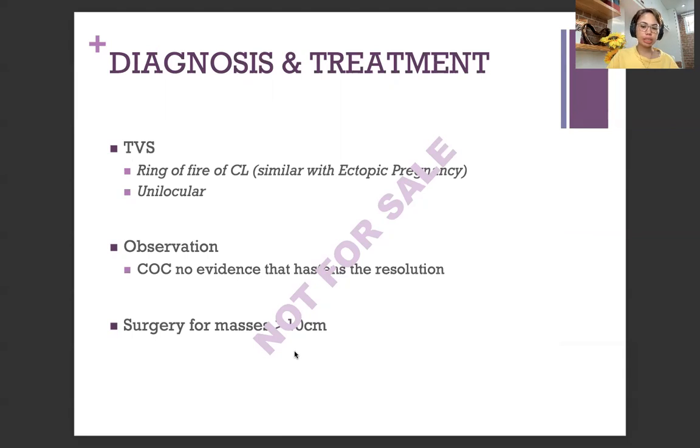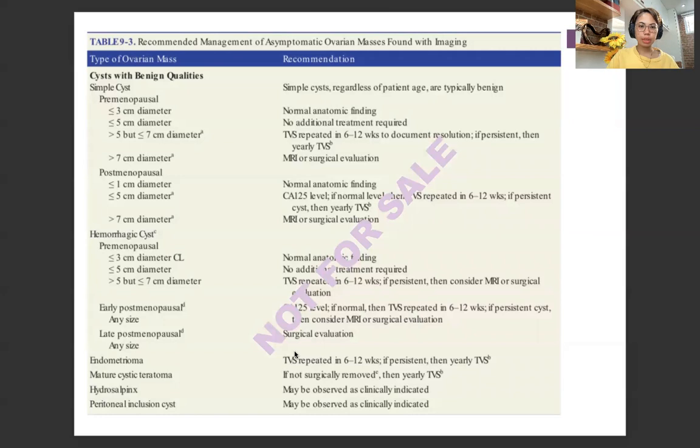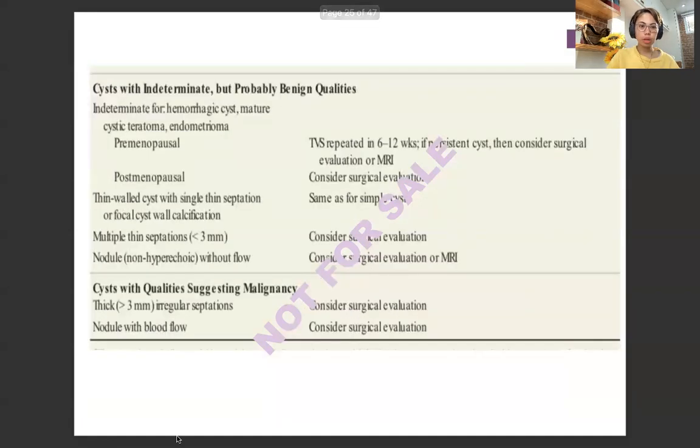Ovarian cysts. All right, here you go. These are characteristics of simple cyst, hemorrhagic cyst. Other ovarian masses we'll discuss shortly.